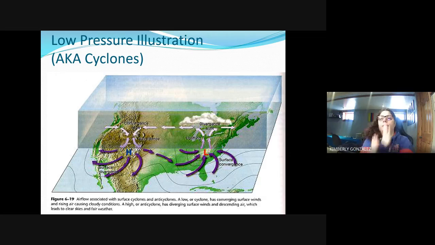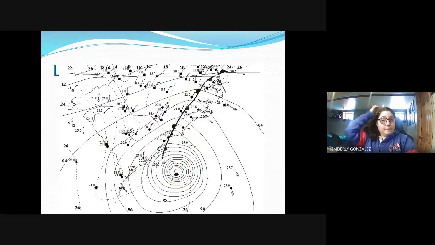Okay, and I hope you guys all think of this when I talk about a low pressure system. Okay, this map here, I was just talking about weather stations a minute ago, right? This is a black and white map of a specific area.